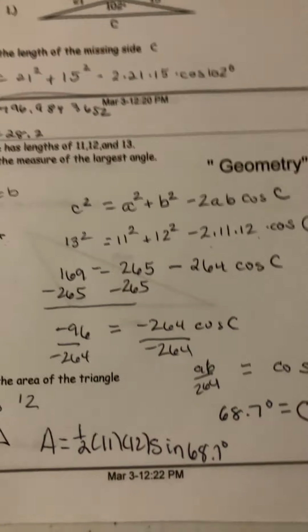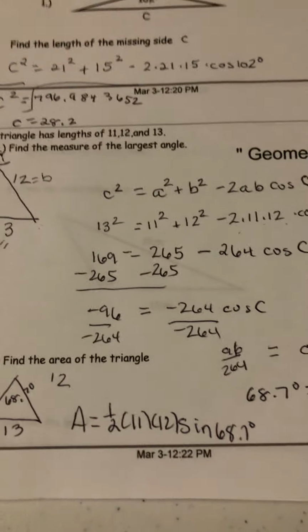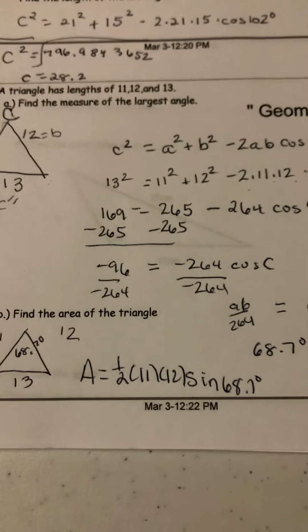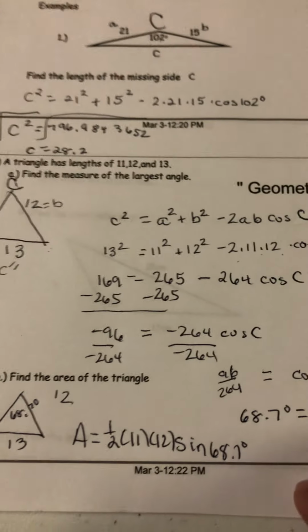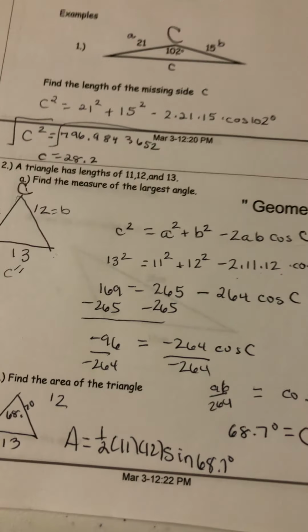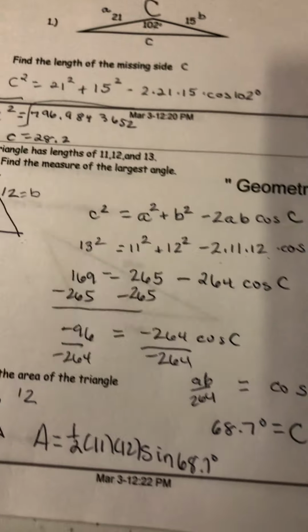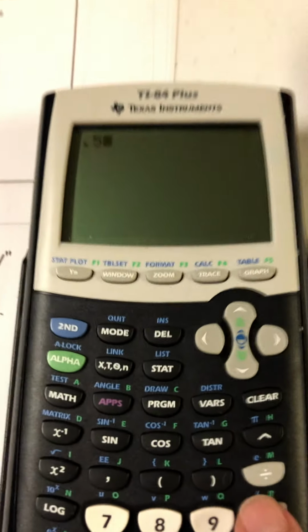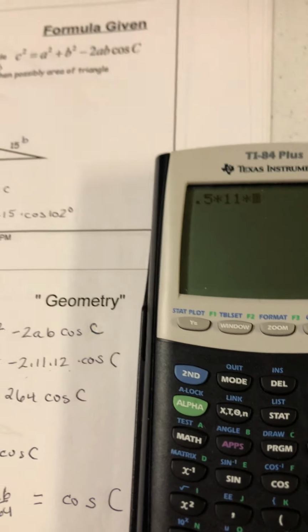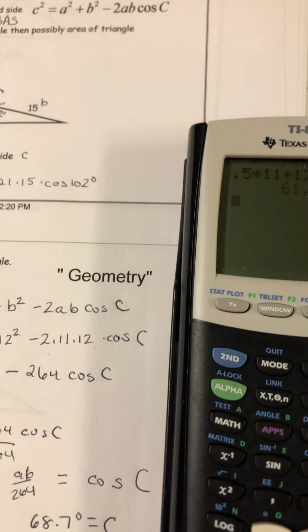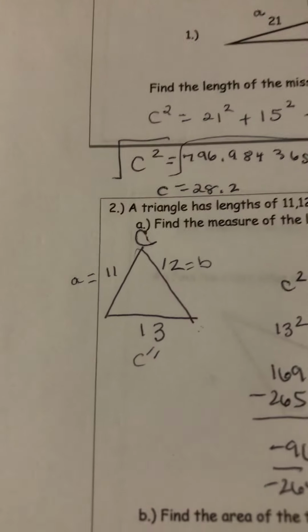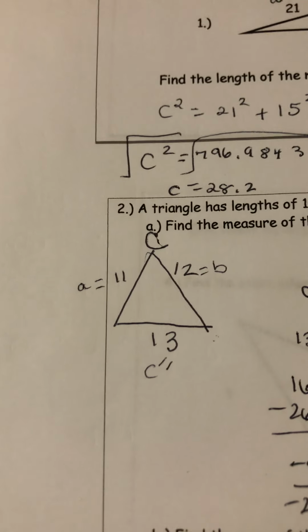I kid you not, when this used to be on the Regents exam for 11th graders or accelerated 10th graders, the formula was given, and he would still write cosine. So use your formula sheet. You don't need to memorize them. Okie dokie. So off to the calculator we go, 0.5 times 11 times 12 times the sine of 68.7. I get here's the area: 61.5 units.